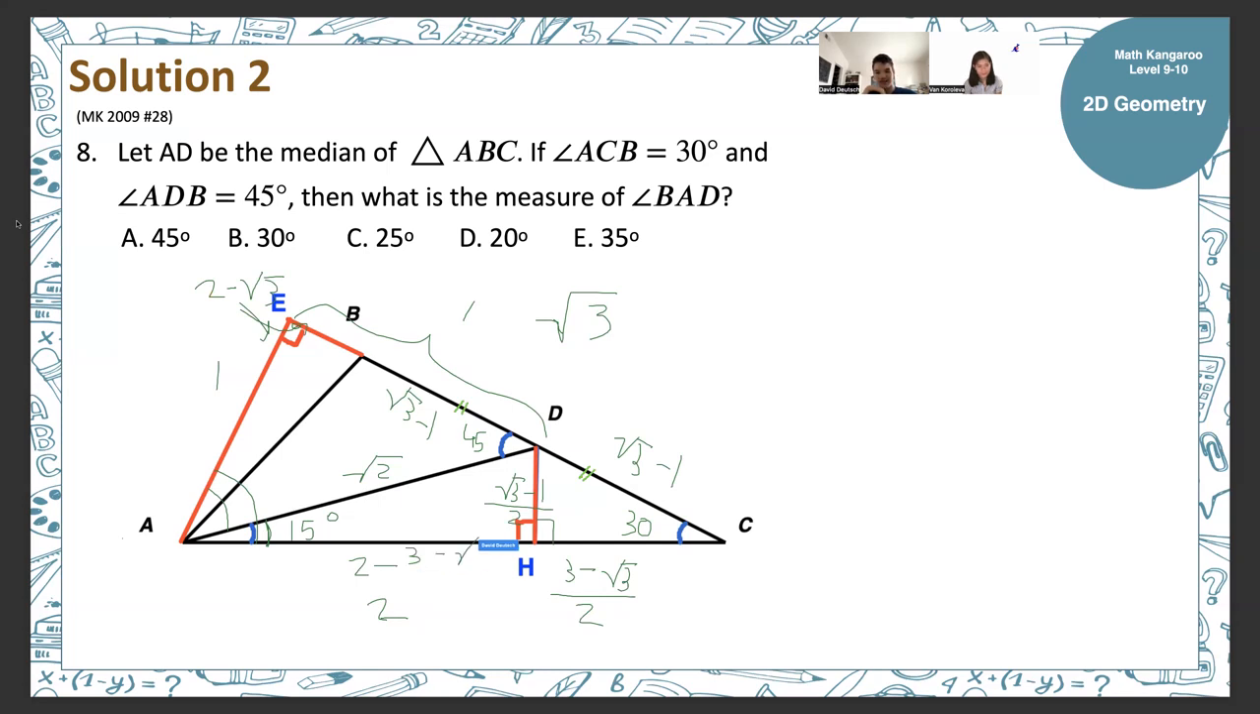And the reason that I do all this is because you realize something super important. The ratio of DH to AH is the same as the ratio of EB to AE. We did all that to realize that AEB is actually similar to AHD, which means that this angle is also 15 degrees, which means that since this angle is 45 degrees, the angle we're looking for is 30 degrees.